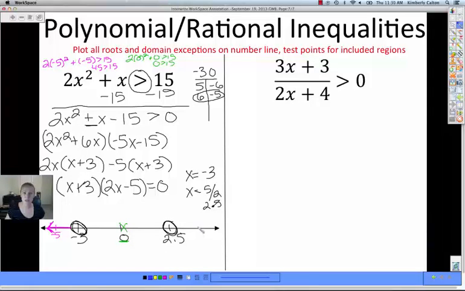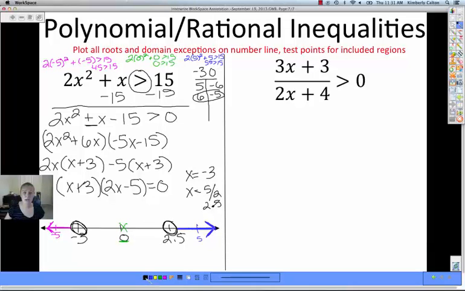And lastly, we want to check on something that's greater than 2.5. Let's just go with 5. So now we're going to do the same thing. 2 times 5 squared plus 5 is greater than 15. So again, we have 5 times 5 is 25, times 2 is 50, plus 5 is 55, which is greater than 15, which is true. So we want to include everything to the right of 2.5 as well in our answer.